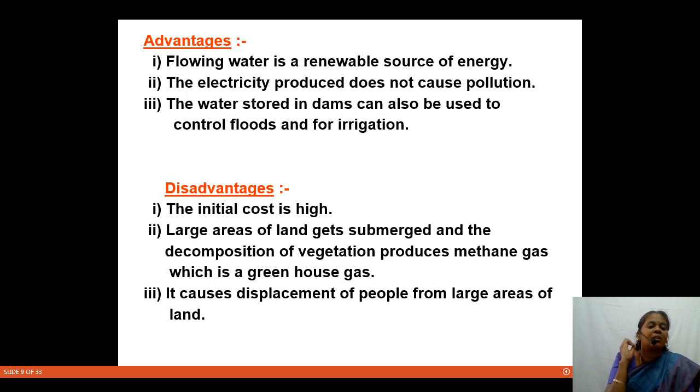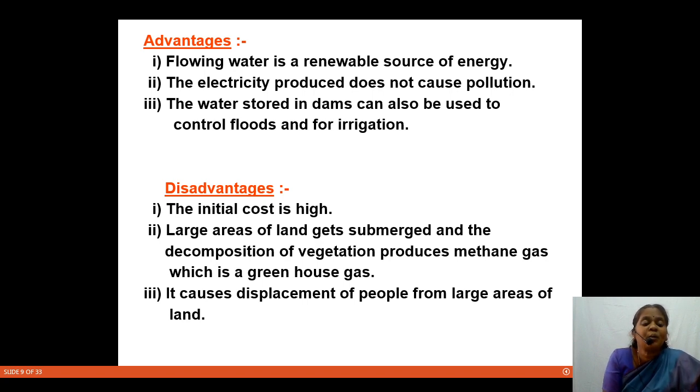Advantages of hydropower plant. One is flowing water is a renewable source of energy. The electricity produced does not cause any pollution. The water stored in a dam can also be used to control floods and for irrigation. Sometimes if no dams are there, no collection of water in a particular place, flood will automatically take place. The people staying near the area will be affected more. So that is one of the important advantages.